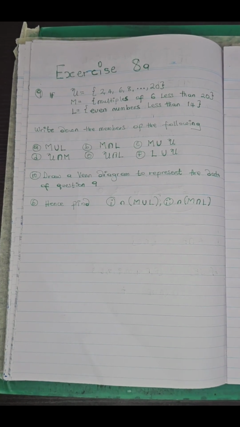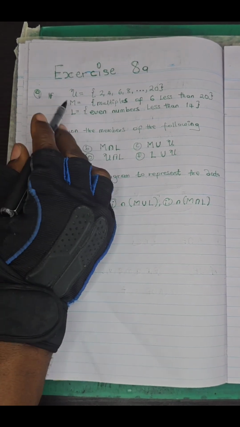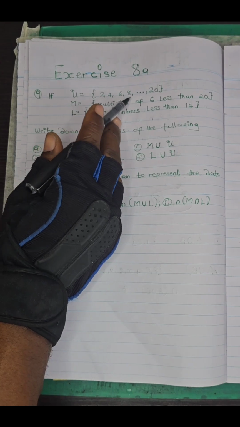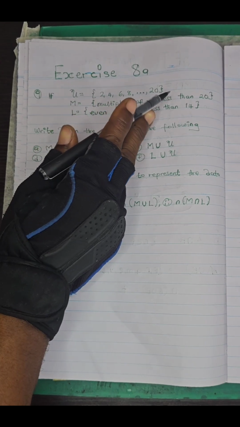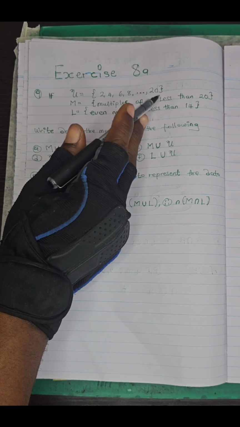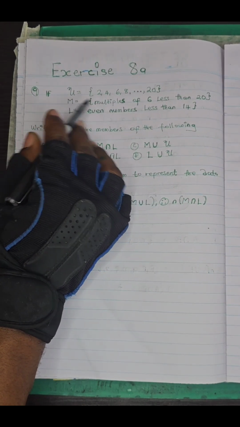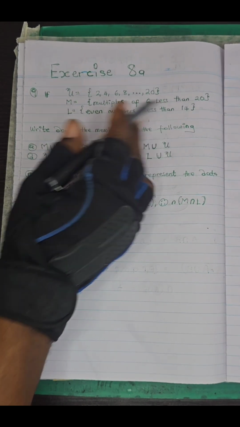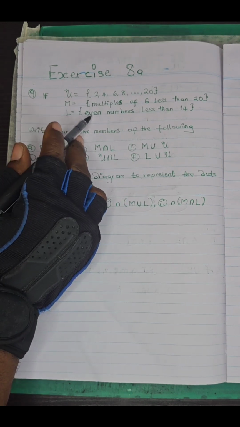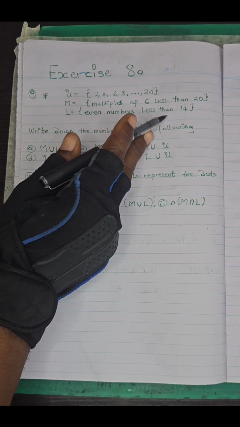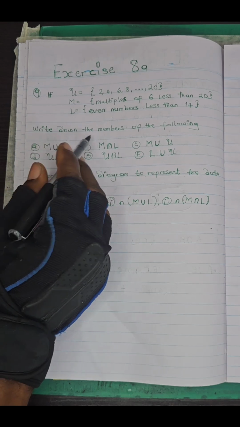So we'll go to exercise 8A number 9. We have, if the universal set is 2, 4, 6, 8, ... 20, it simply means all the even numbers till 20. That's what this represents. Remember our last notation. And M stands for multiples of 6 less than 20. And L, even numbers less than 14. Write down the members of the following.